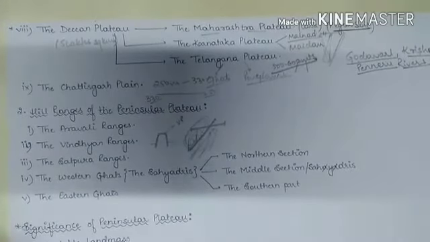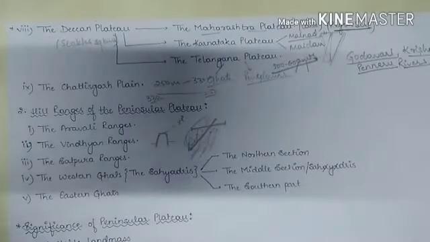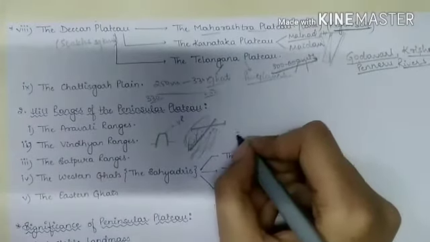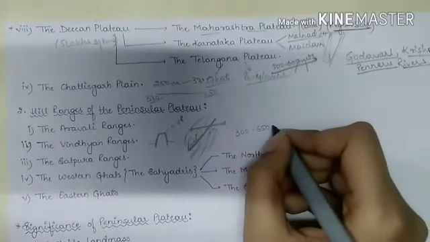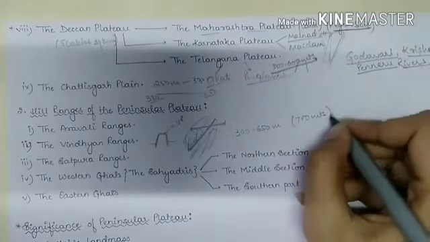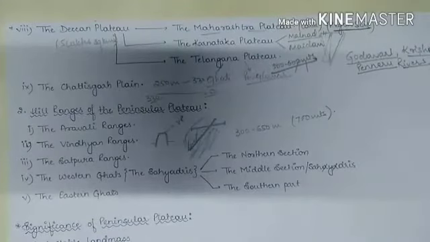And if we look into its height, the height of this range is about 300 to 650 meters and it is rarely going above 700 meters. So this was about Vindhyan Ranges. Here we can see various rivers like Chambal, Betwa, Ken. Next is our Satpura Ranges.